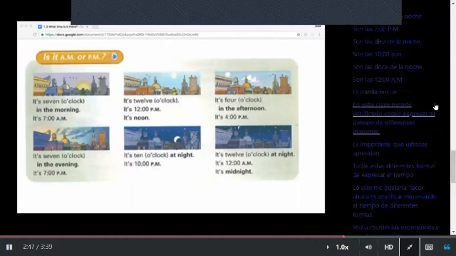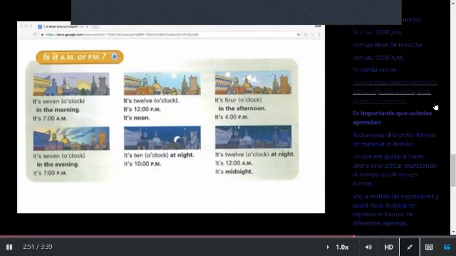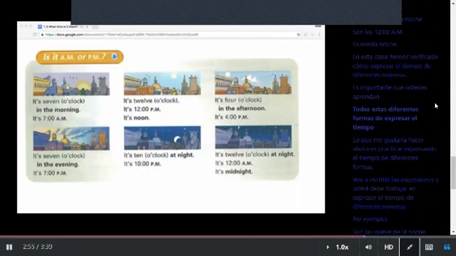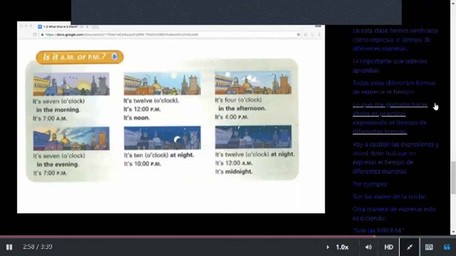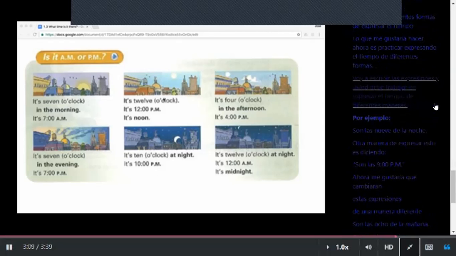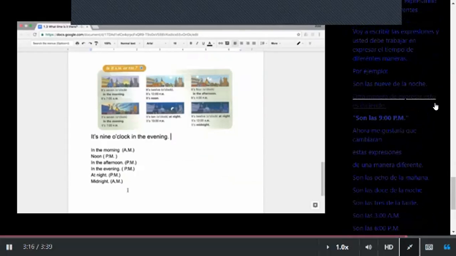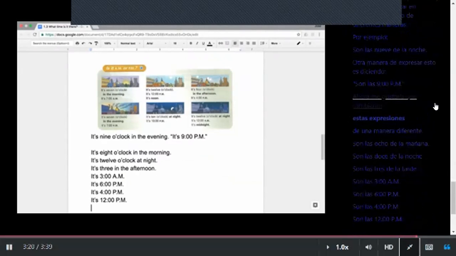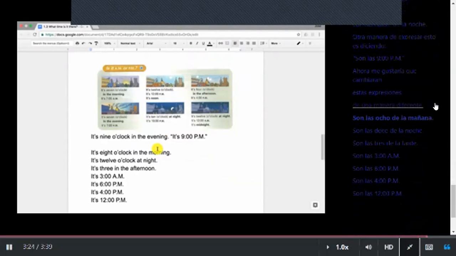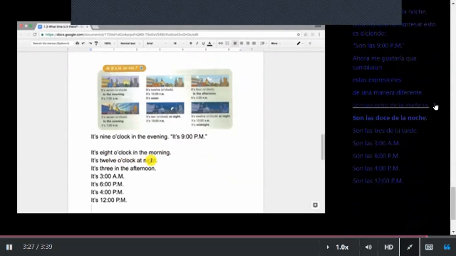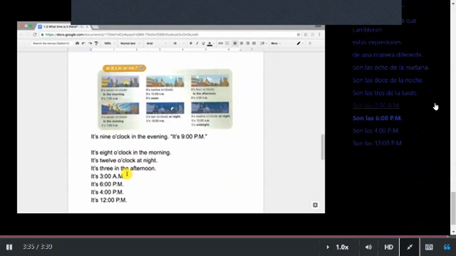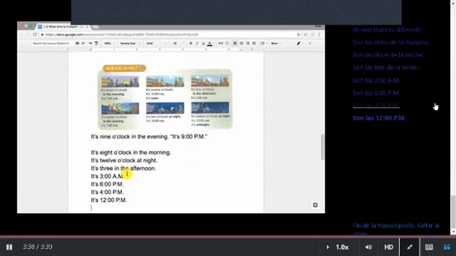It's midnight. In this class, we've covered how to express the time in different ways. It's important that you learn all those different ways to express the time. What I would like for you to do now is to practice expressing the time in different ways. I'll write the expressions and you should work on expressing the time in a different way. For example, it's 9 o'clock in the evening. Another way to express this is by saying it's 9 p.m. Now I would like for you to change these expressions in a different way. It's 8 o'clock in the morning. It's 12 o'clock at night. It's 3 in the afternoon.